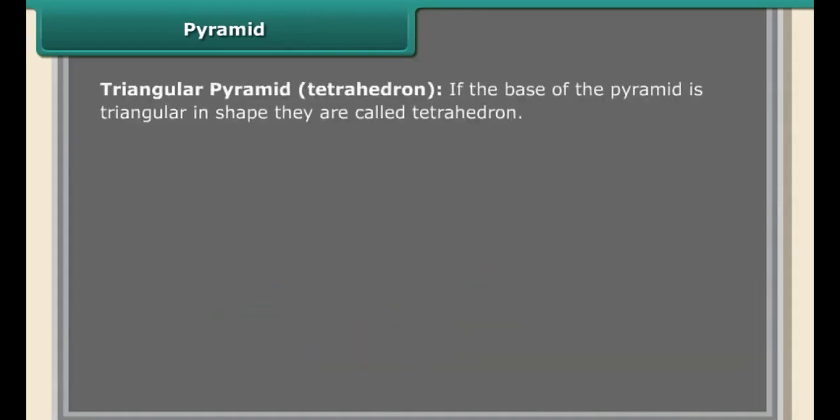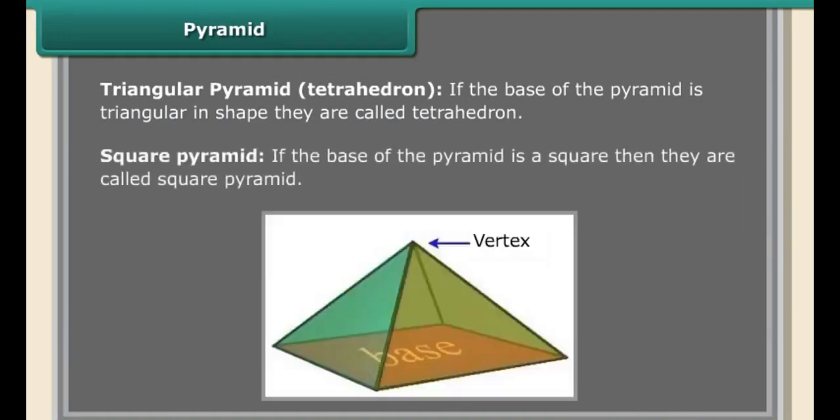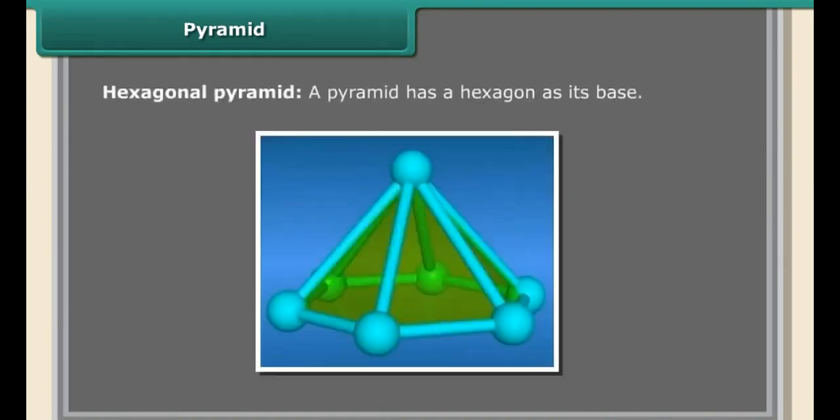Triangular pyramid, tetrahedron. If the base of the pyramid is triangular in shape, they are called tetrahedron. Square pyramid. If the base of the pyramid is a square, then they are called square pyramid. Hexagonal pyramid. A pyramid has a hexagon as its base.